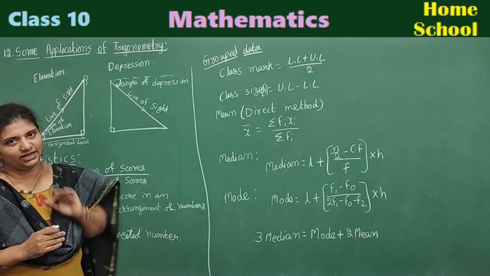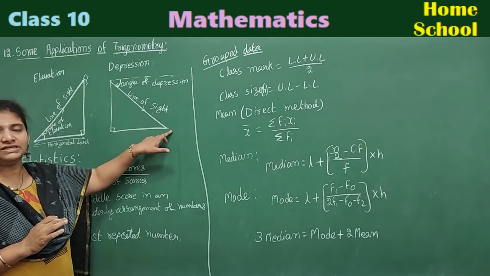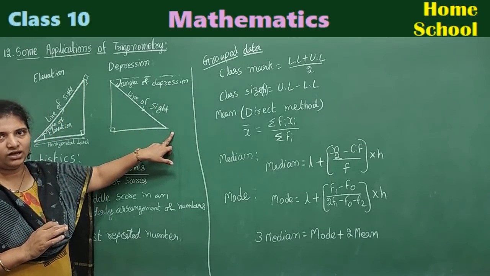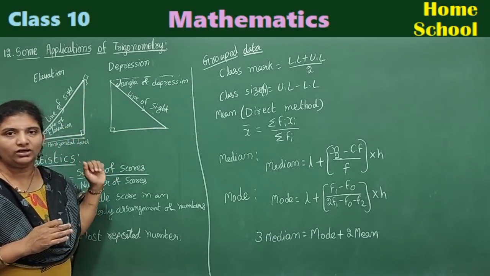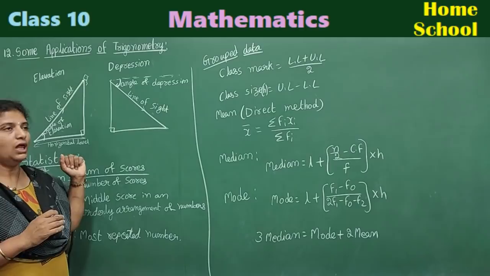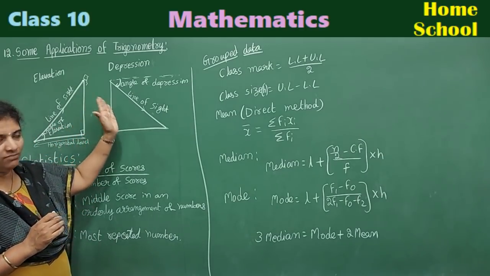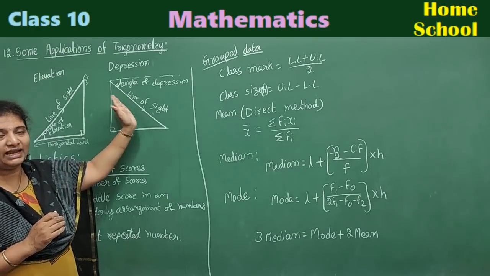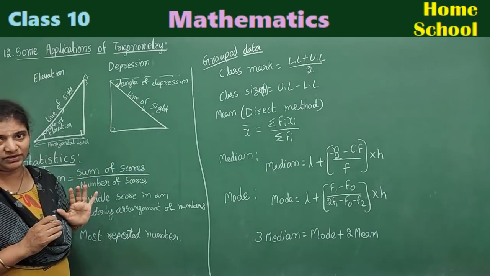This is the horizontal level. Now you are on the top of a building, observing something on the ground. So from here you are looking down, and looking down is depression. Looking up is elevation. One more time: the angle formed between the line of sight and the horizontal line is called the angle of depression.